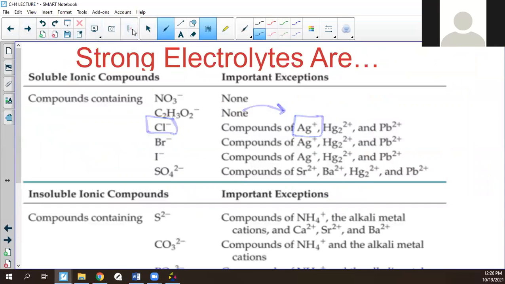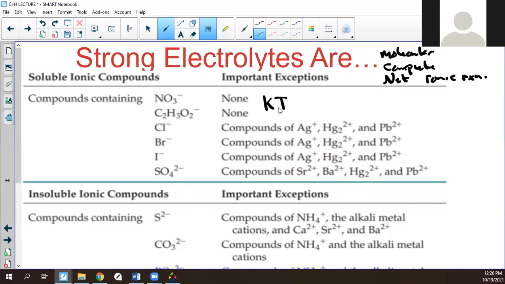So what we're going to do, we're going to write the molecular, complete, and net ionic reactions for the following mixtures when I put them together. Sound fun? All right, so I'm going to take potassium iodide, and then I'm going to add mercury 2 acetate.